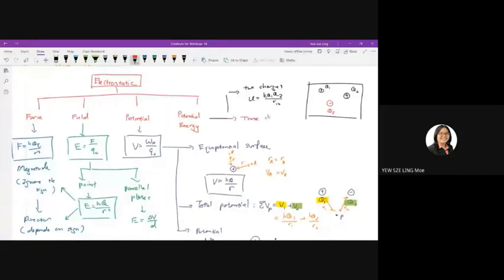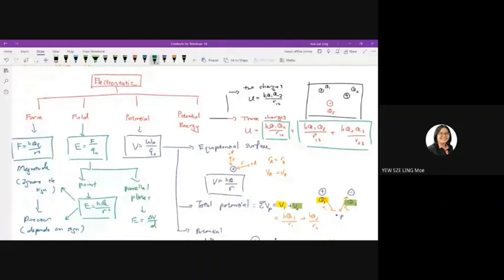then the total energy inside the system would be U equals kQ1Q2 over R12, plus kQ1Q3 over R13, plus kQ2Q3 over R23. So this one is the energy needed to put in the second charge, and this is the energy needed to put in the third charge. Therefore, all together inside the system now we have this much energy.